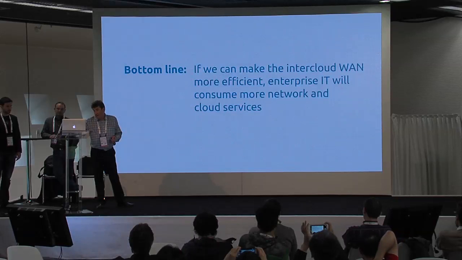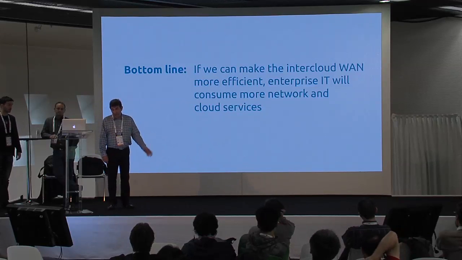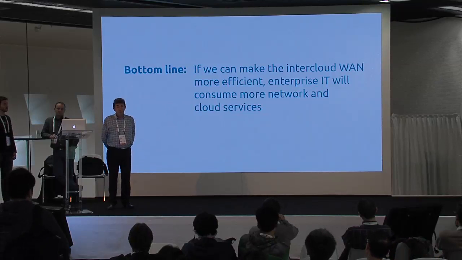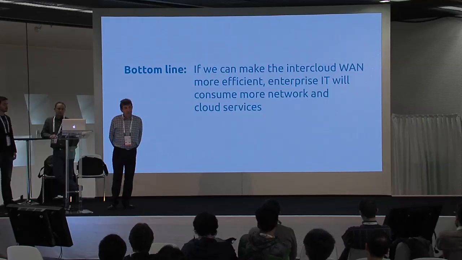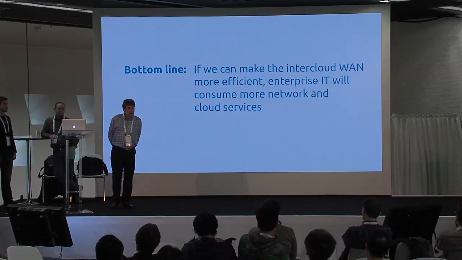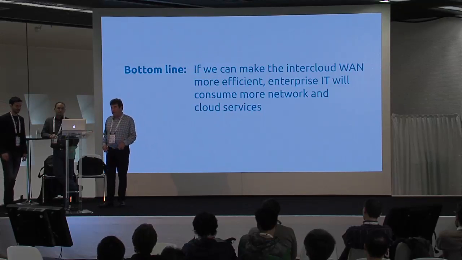So the bottom line is, if we can make the intercloud more efficient, enterprise IT will consume more network and more cloud services. The more efficient we make it, the more they will consume. And the easier it will be for customers to run their IT services in a cloud environment, and hence use even more IT services, according to Jevons' principle. So to move on from that, I'd like to pass on to my colleague from a sister company, KVH.